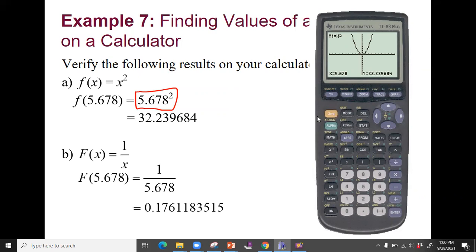If you have a lot of values that you want to see, the next thing is to use your table. So second graph takes you to the table. And you're going to change your table settings. Instead of having independent on auto, you want independent on ask. What this allows you to do is to type in all the values you need. So if I wanted 5, 6, 7, 8, and I wanted 6, and I needed 10, and I needed 11, this allows me to create the table of what I need. Okay. Questions about finding the values in the calculator.